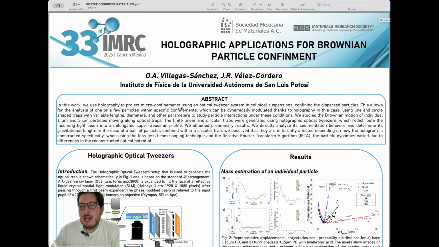And the main idea is simple. We use holograms to shape light into microscopic traps. You can think of them as tiny, invisible corrals made of light that can hold particles floating in water. This lets us watch how just one or a few particles behave and interact.